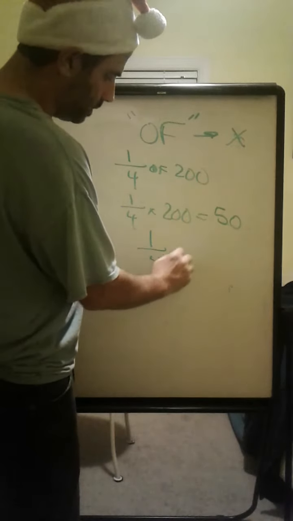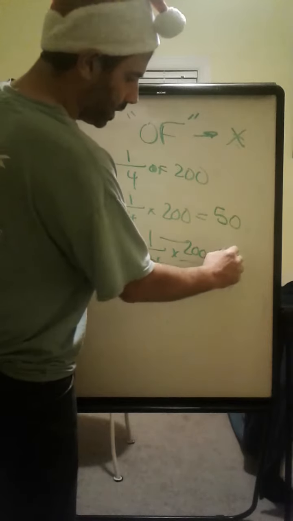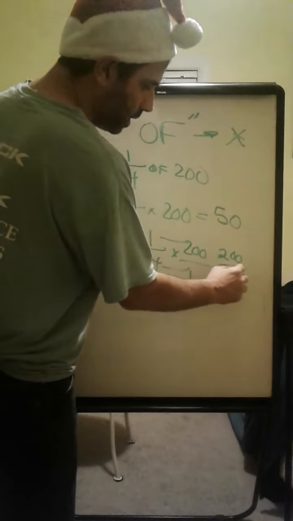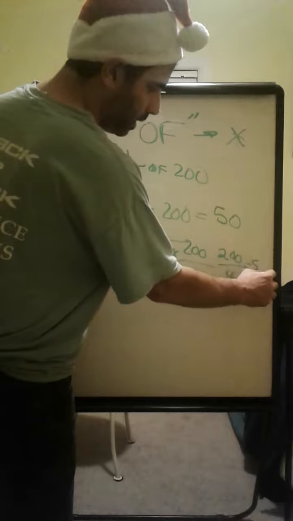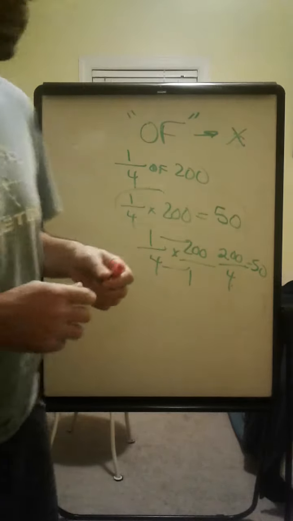I would love for you to know how to do that without a calculator. We just put 200 over the number 1 and multiply straight across. And you get 200 over 4, which would be 50. But you guys are going to have a calculator today, so don't worry about that.